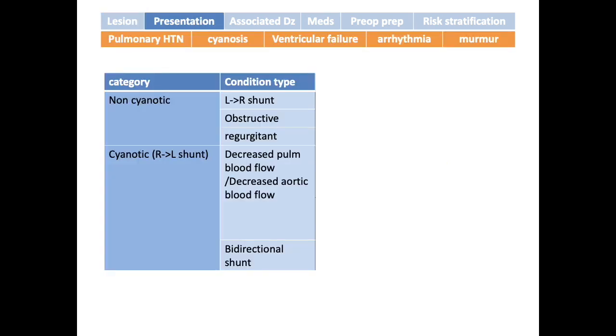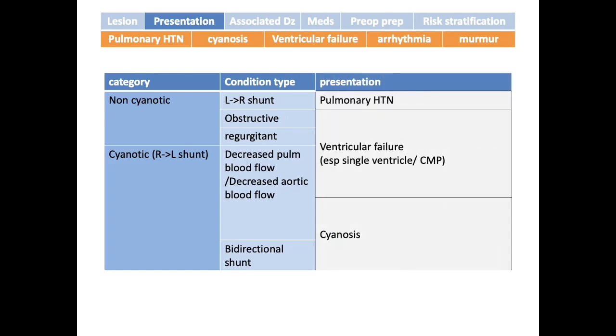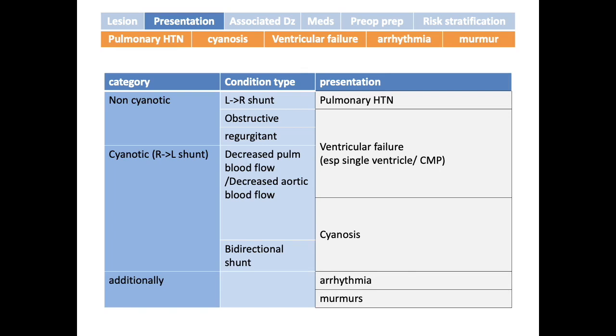Once we have understood and categorized the lesion, it is useful to note that each category has different presentations, such as pulmonary hypertension, ventricular failure, and cyanosis. However, as the disease progresses with time, all of these may develop. For example, a left-to-right shunt may result in pulmonary overload and pulmonary hypertension, which over time results in right heart failure, congestive cardiac failure, and bidirectional Eisenmenger shunt, leading to cyanosis and ventricular failure. Additionally, any lesion may present with arrhythmia or murmurs on examination.